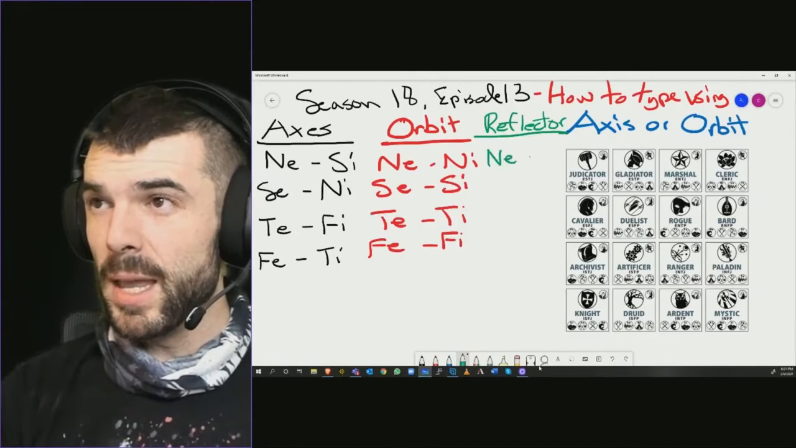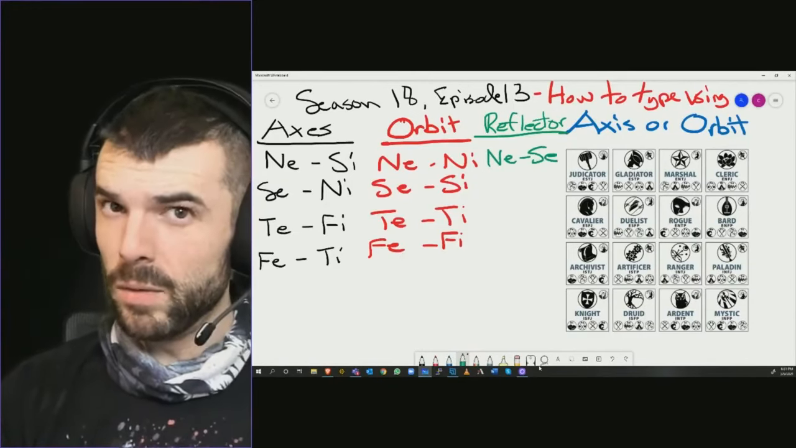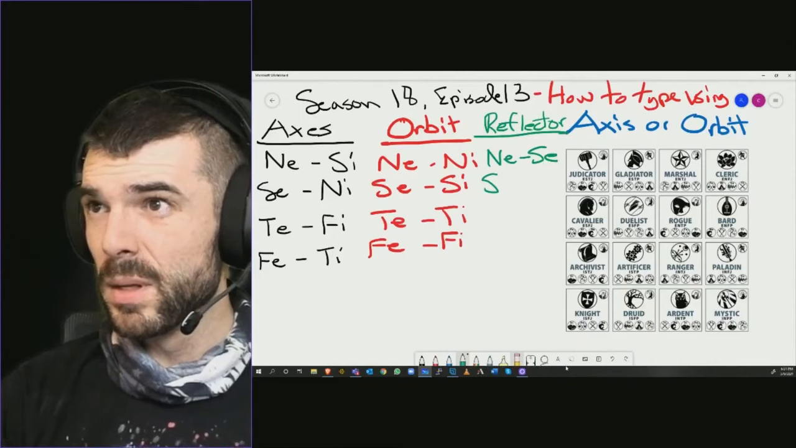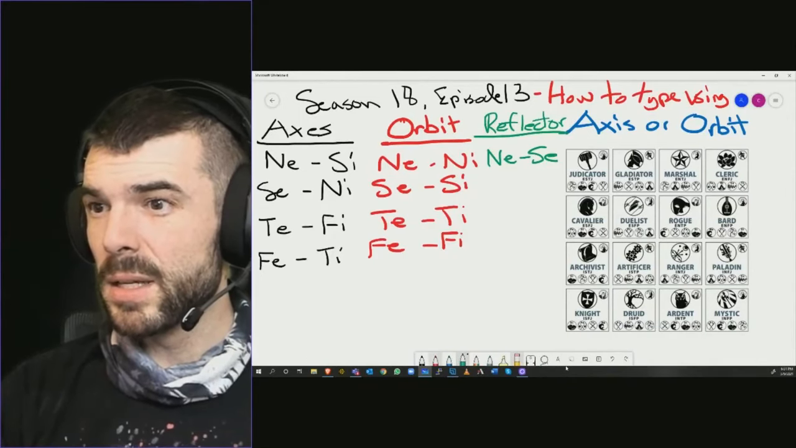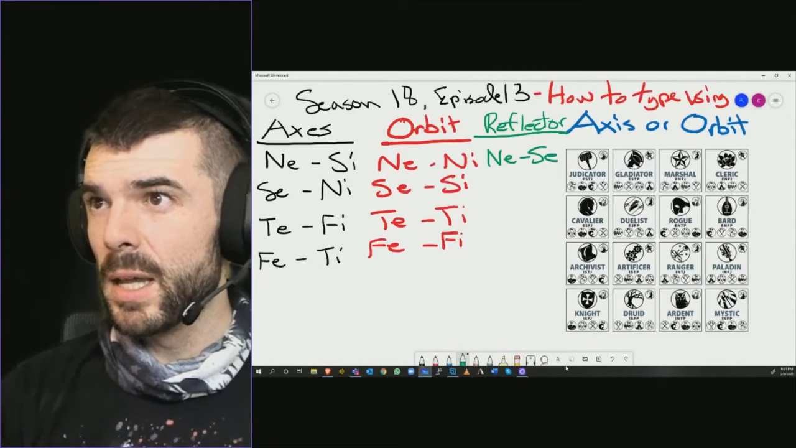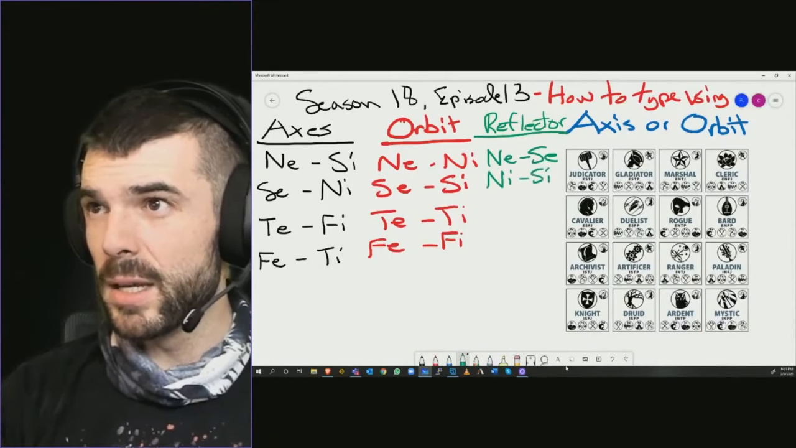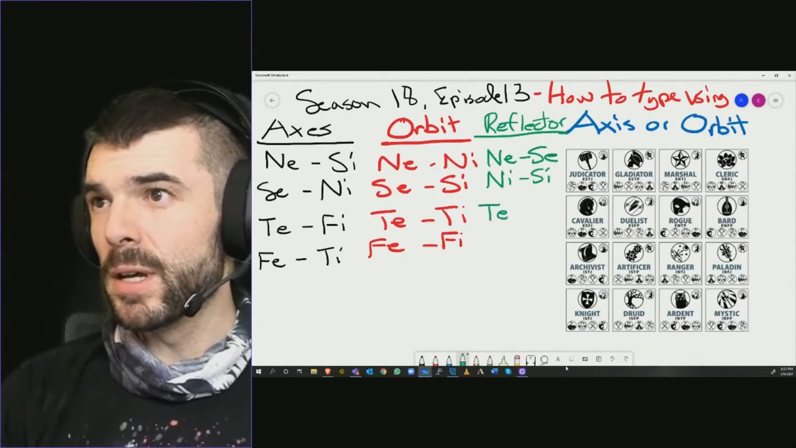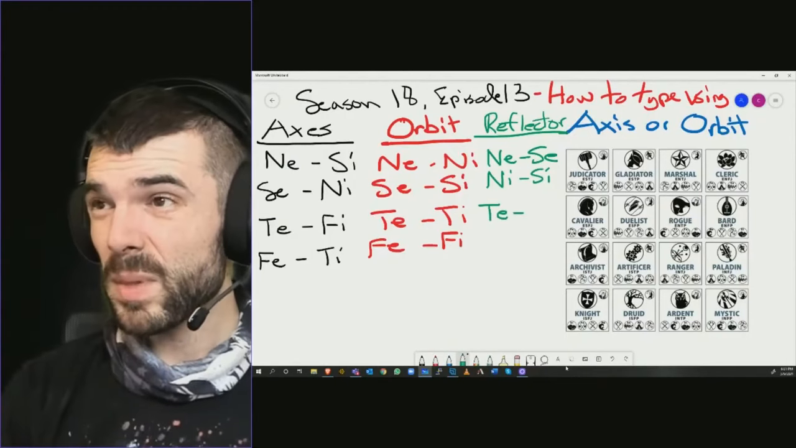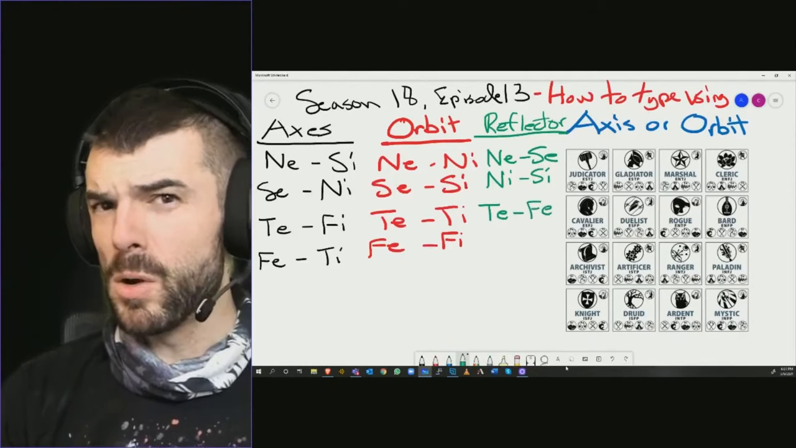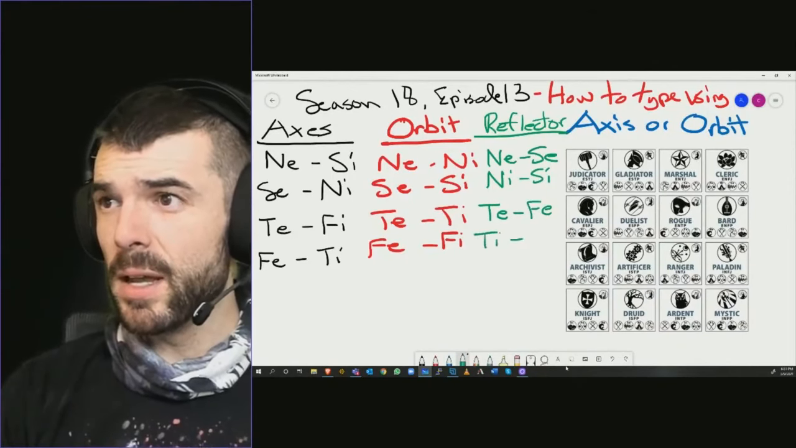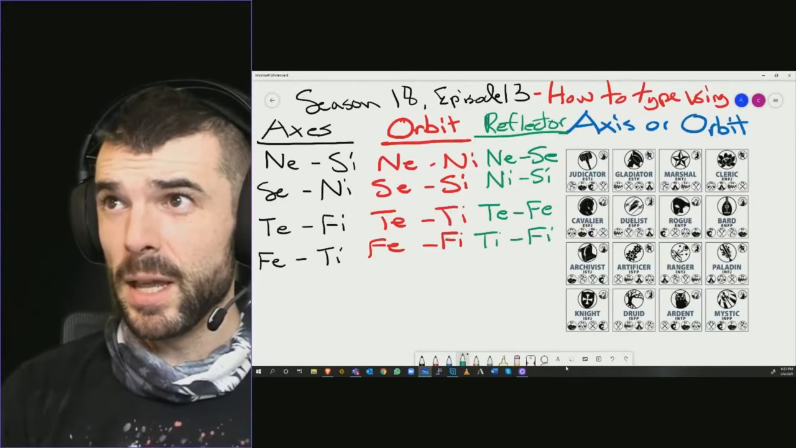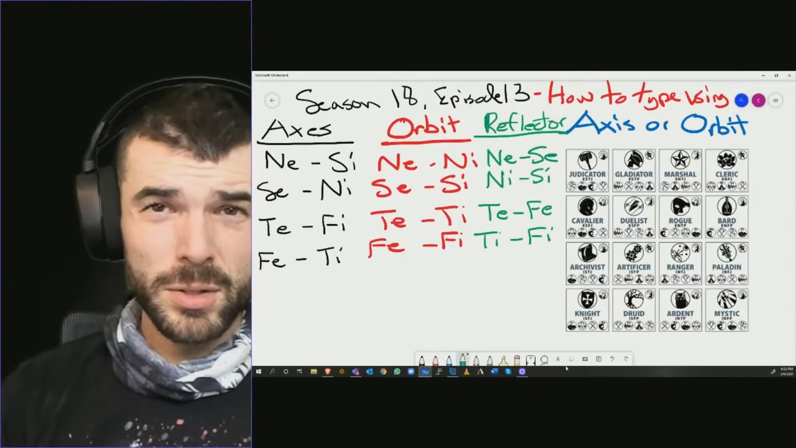All right, so NE to SE, reflector one, right? And then we're going to have NI to SI. And then we're going to have TE to FE. And then we're going to have TI to FI. So I'll let you guys ponder what all that means at a later date. Those are the reflector functions.